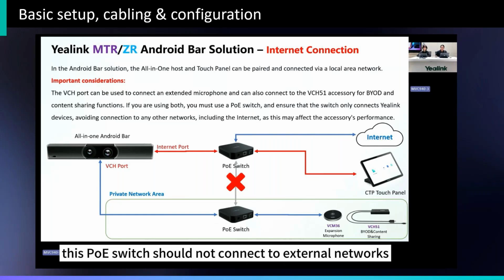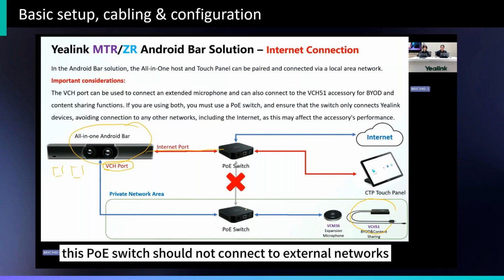So we have the Android bar here, that's the host. We connect that to the internet. And we have a so-called VCH, the isolated network port from Yealink that connects all the audio gear and the content sharing BYOD gear, like the VCH51, together on an isolated network. At the back of the bar, there are two network ports. One says internet, the other one is VCH. VCH is just for the accessories.